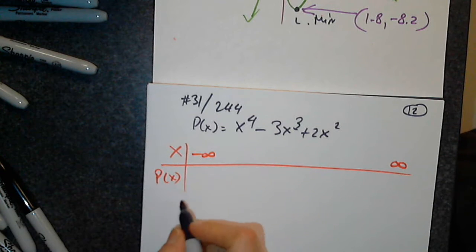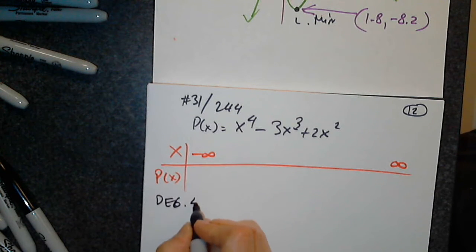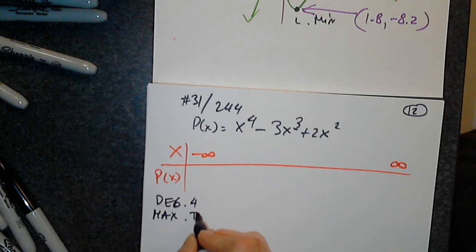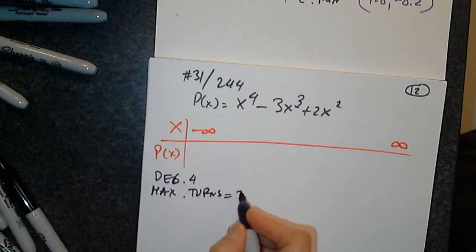So I'm going to write all this next to the chart. Degree 4. Max terms. The keyword is possible. 3. Very good.